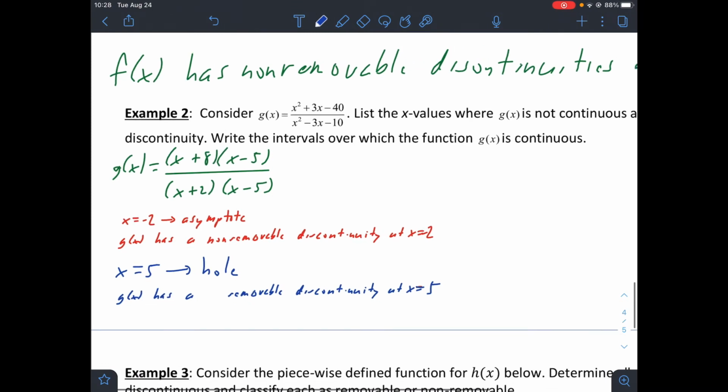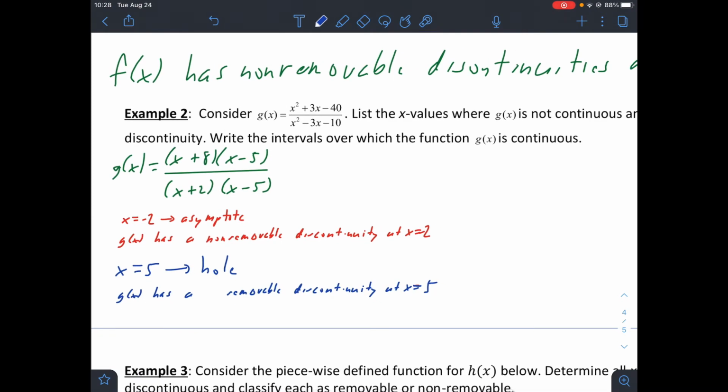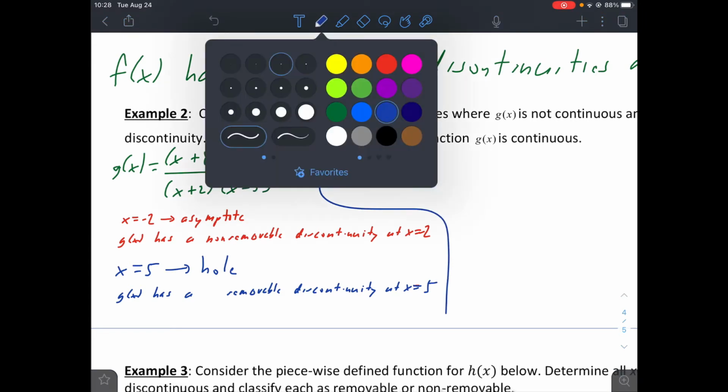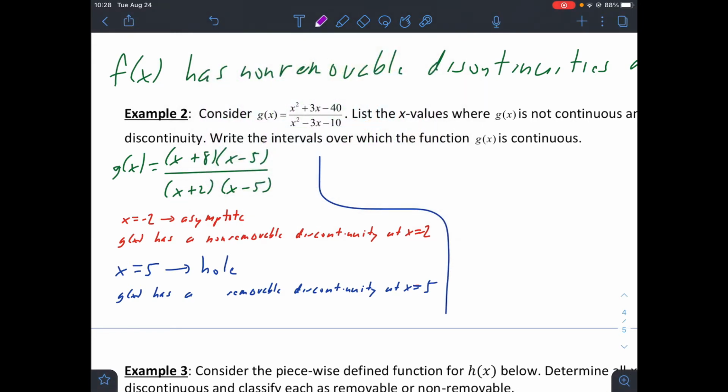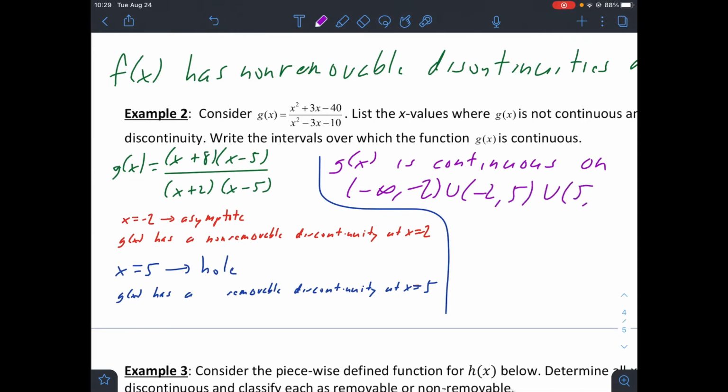And then the second part of this question says, write the intervals over which the function g of x is continuous. Well, the hard part of this problem is done. Once we know where it's not continuous, that means it's continuous everywhere else. So we know that g of x is continuous on all real numbers except -2 and +5. So we can say it is continuous on the following intervals: -infinity to -2, -2 to 5, and 5 to infinity.